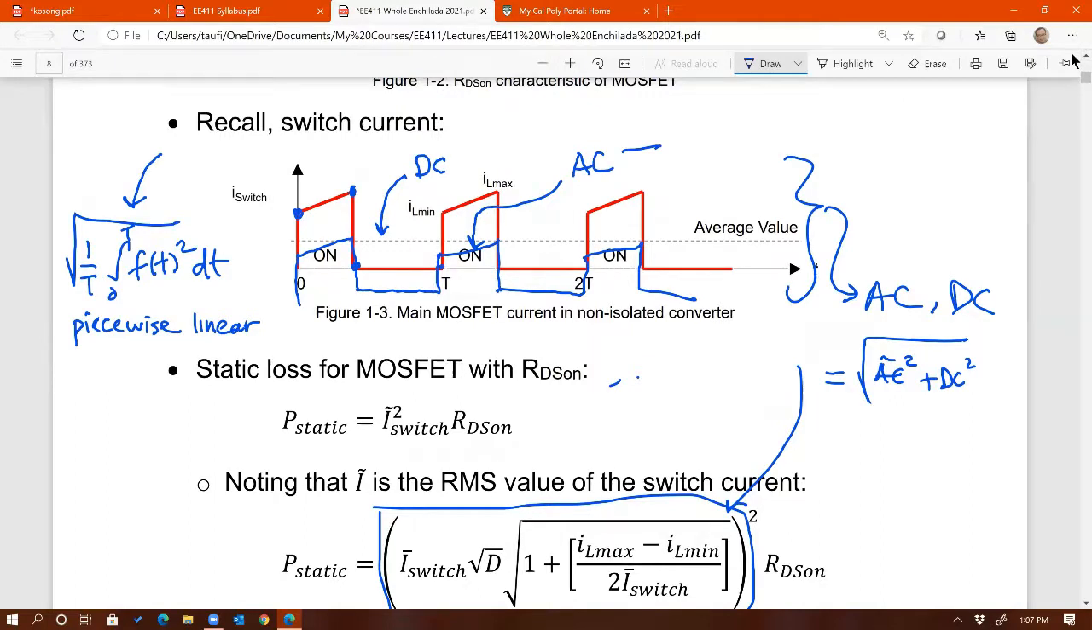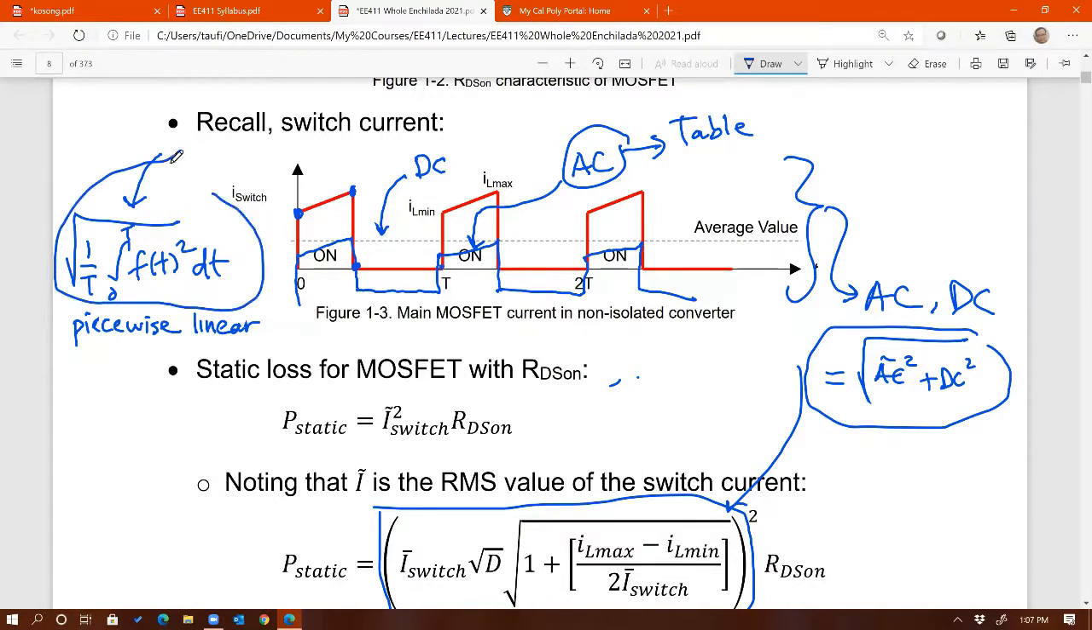Yeah, so this is typically given in the table in the EE411 book. By using the table and finding the average value, you should be able to get the total RMS of the waveform. With this method right here, you don't do that. You just find a function for this slope right there, and then you put it into this equation, and that will be the end of it. So you don't really break it down into two components.